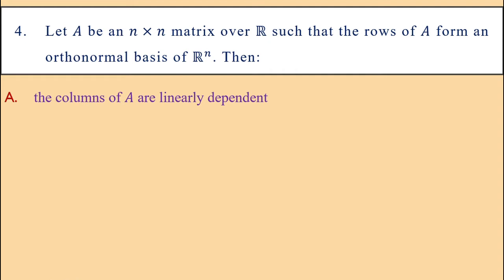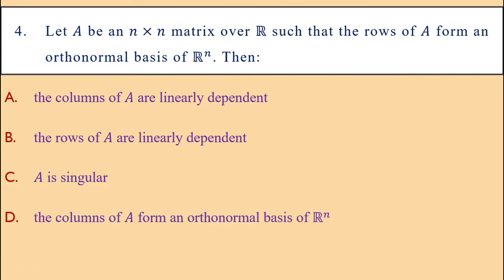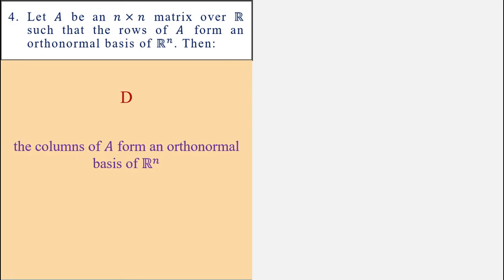The first option is the columns of A are linearly dependent. Second option, the rows of A are linearly dependent. Third option is A is singular. Fourth option is the columns of A form an orthonormal basis of Rn. The correct option is the fourth: the columns of A form an orthonormal basis of Rn.